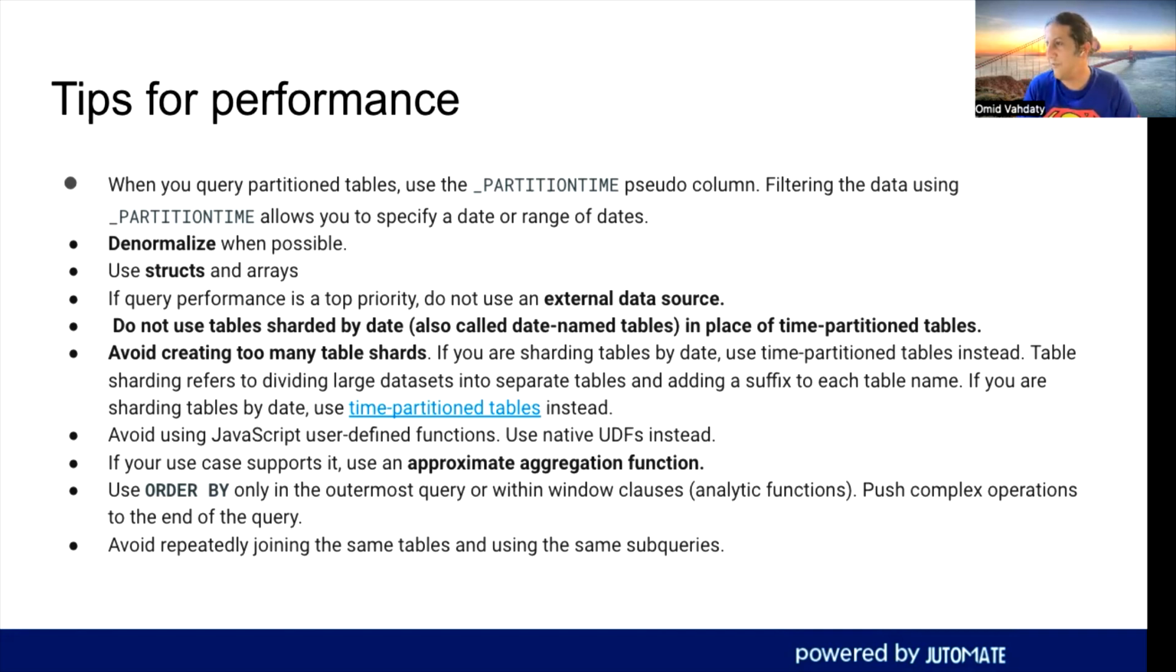Order by. When you use functions like order by or window functions, this is pushed to the end of the query and slows down everything by an order of magnitude. So if you can avoid an order by, that would be very nice. Avoid repeating joins if you can use it in your query more effectively. That would be great.